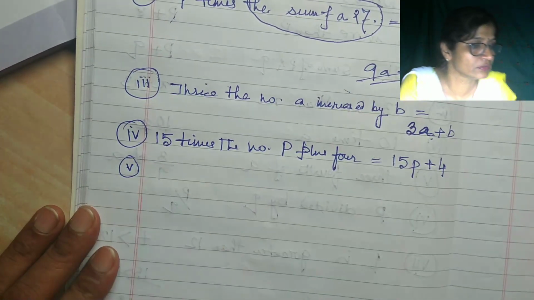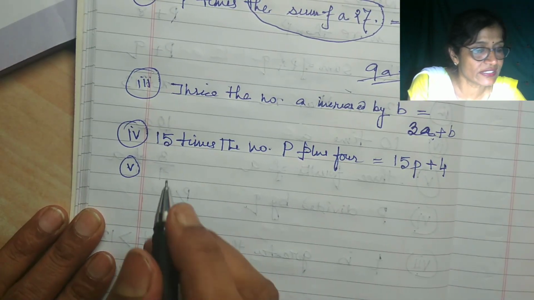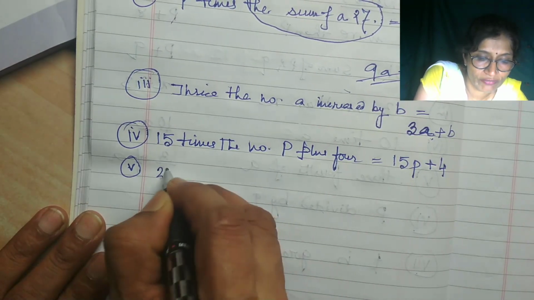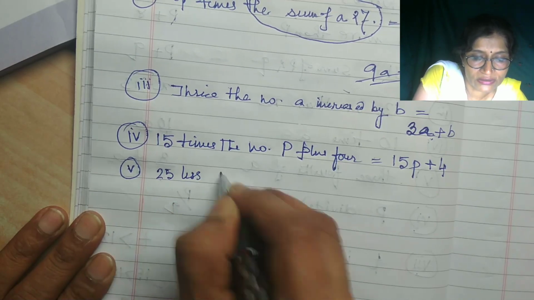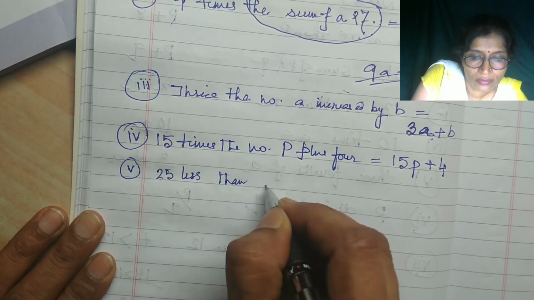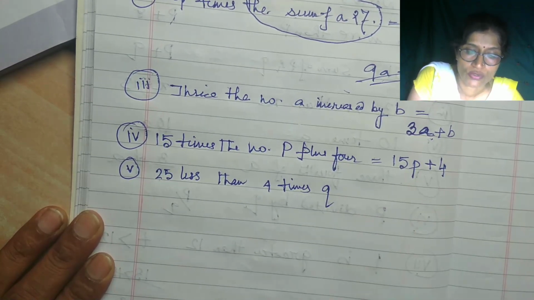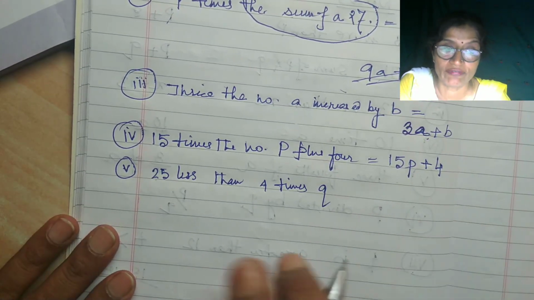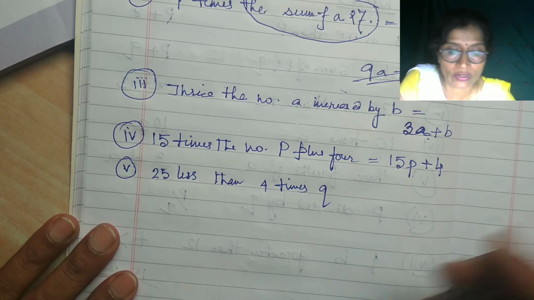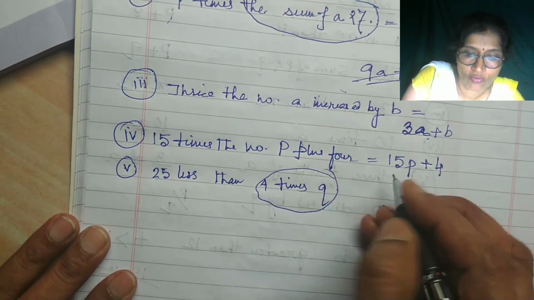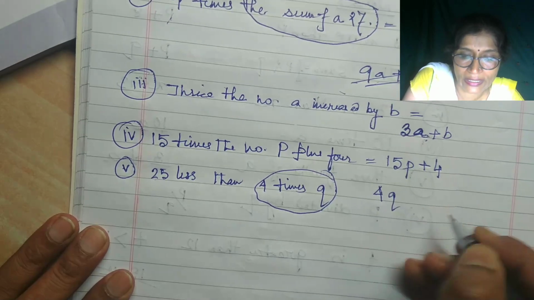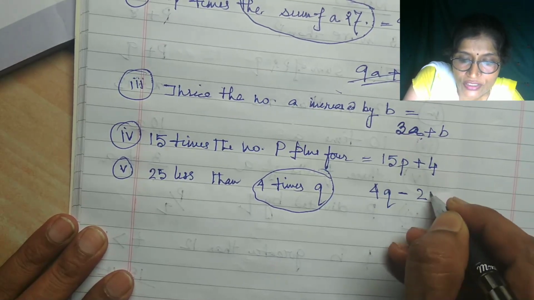Next is what? 25 less than 4 times Q. 25 less than what? 4 times Q. 4 times Q is 4Q and 25 less means minus 25.